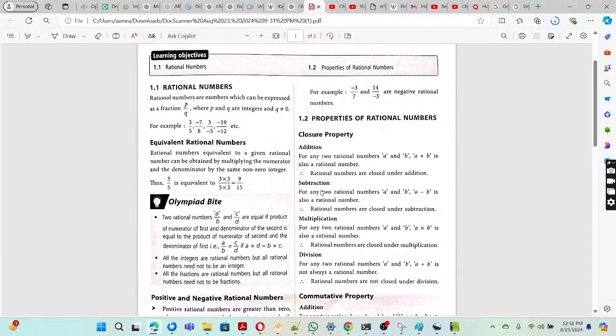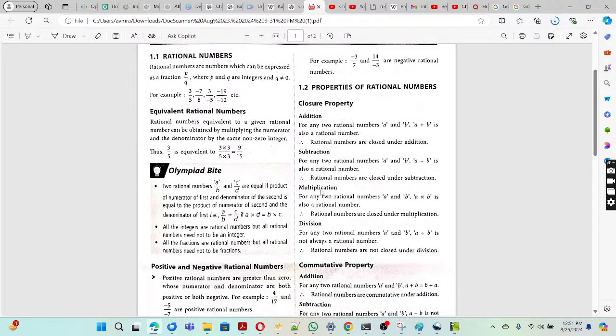Okay, rational numbers are closed under addition and subtraction. For any two numbers a and b, a minus b is also a rational number. So rational numbers are closed under subtraction. Multiplication: for any two numbers a and b, a into b is also a rational number. So rational numbers are closed under multiplication. For any two numbers a and b, a divided by b is not always rational. Sometimes it can be non-rational also. Rational numbers are not closed under division.